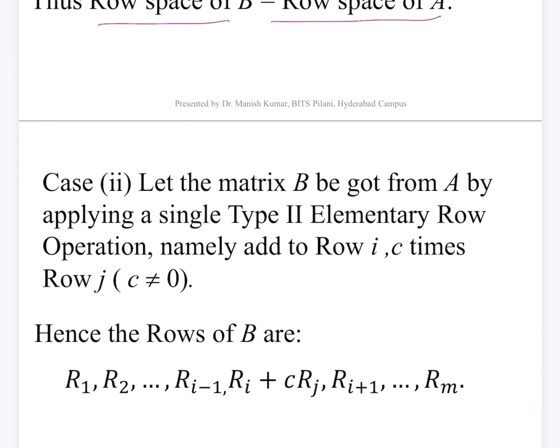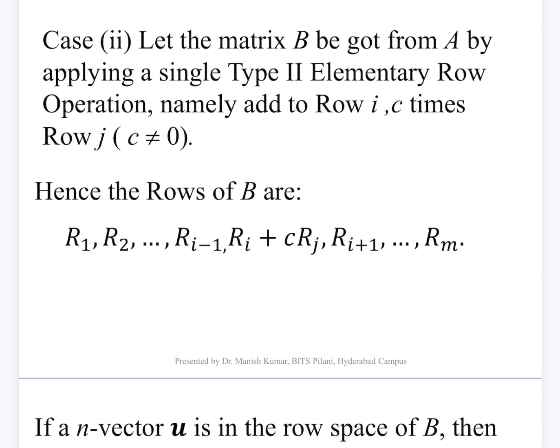Now let us take the next case. Let the matrix B be got from A by applying a single type second elementary row operation, namely we are going to add C times the I row to the J row, where C is non-zero, right? So the jth row will be affected like this, Rj plus C times the I row.